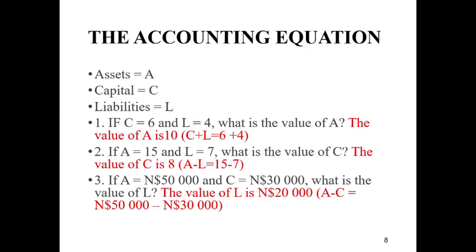Lastly, if A is equal to 50,000 Namibia dollars and C is equal to 30,000 Namibia dollars, what is the value of L? The value of L is 20,000. Why? Because now you are saying liabilities equal assets minus capital. So 50,000 minus 30,000 Namibia dollars will give you 20,000.